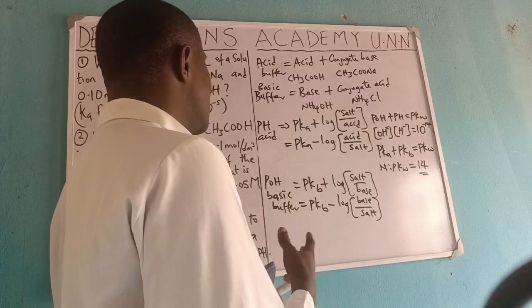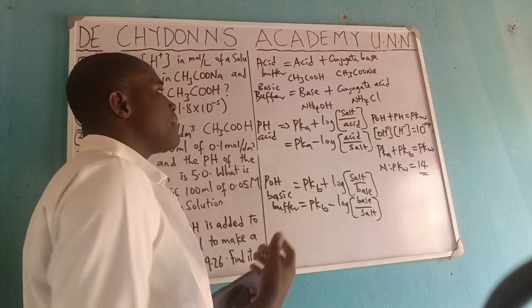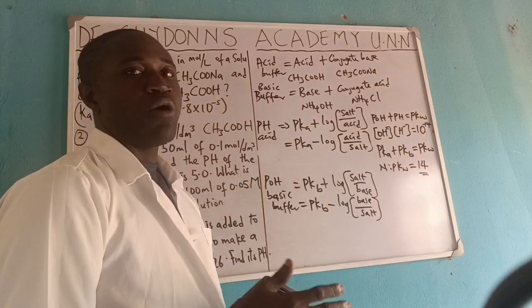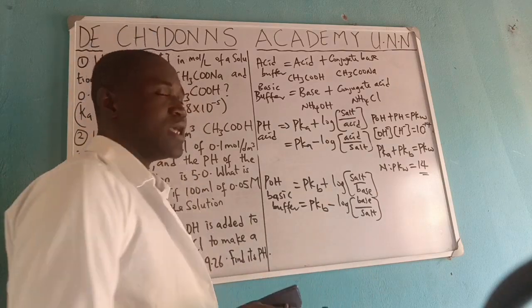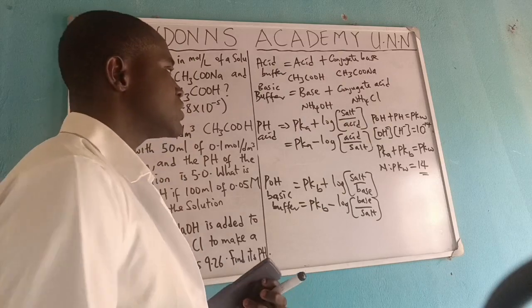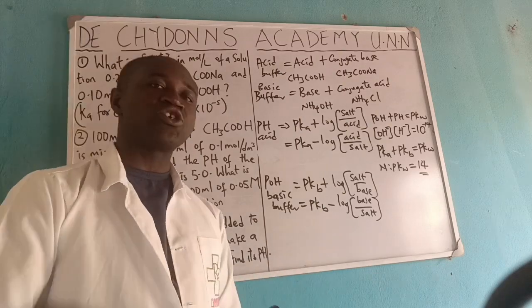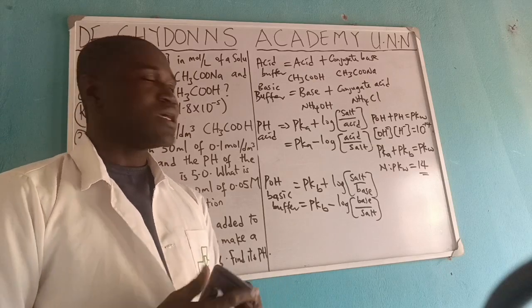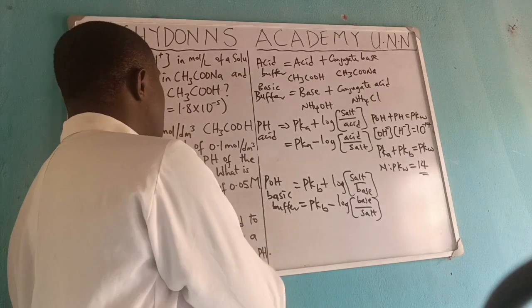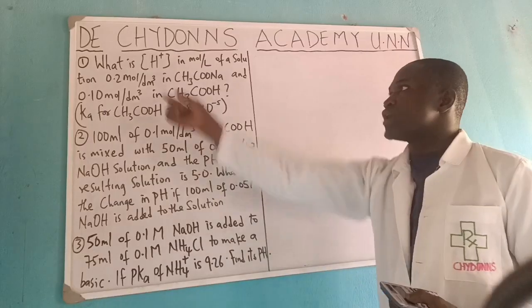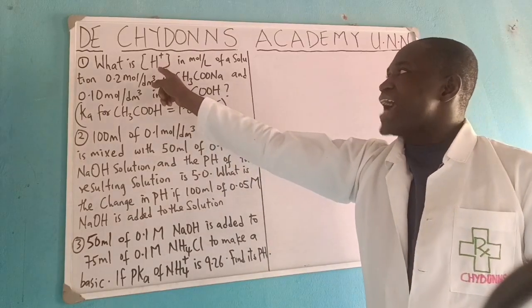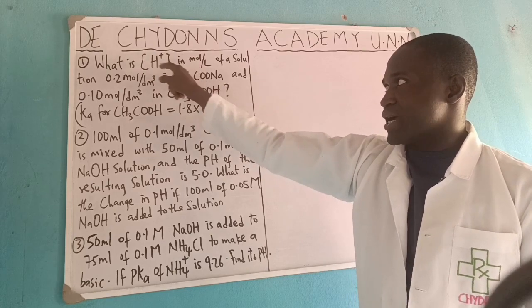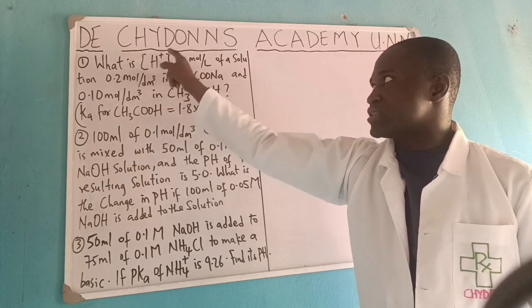Now I want to see how to solve this problem we have on the board. I haven't noted important points on buffer. Yes. Remember, their pH resists change on addition of a small quantity of acid or base. Let's see how to solve this problem we have on the board. Question 1. What is the hydrogen ion concentration? This bracket, close bracket means concentration.